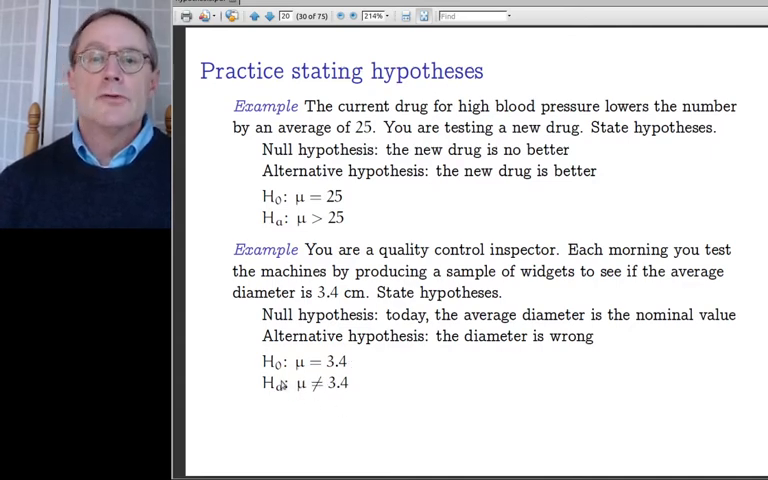The quality control inspector is concerned about greater than 3.4, also concerned about less than 3.4. So when the quality control inspector picks up their clipboard and heads off for the shop floor, they're making the hypotheses up in advance of the experiment. So in their mind, they're saying to themselves, well, I'm concerned about both greater and less than, so I've got to write unequal.